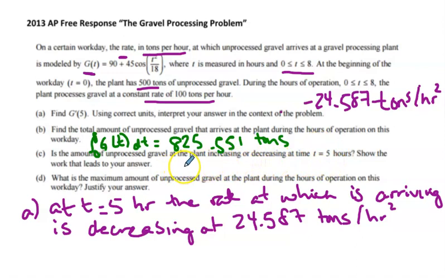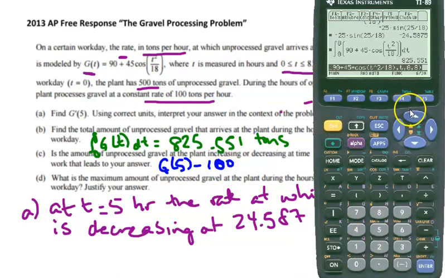So this is where we are comparing rate in versus rate out. Our rate in is G, so we have G of 5, and then the rate out is a constant 100 tons per hour. So we need to take the expression G of 5 minus 100 and compare it to 0. We need to know whether this net rate is positive or negative.